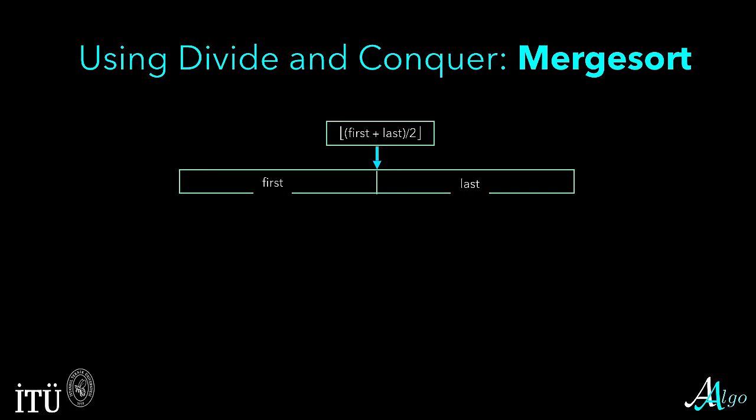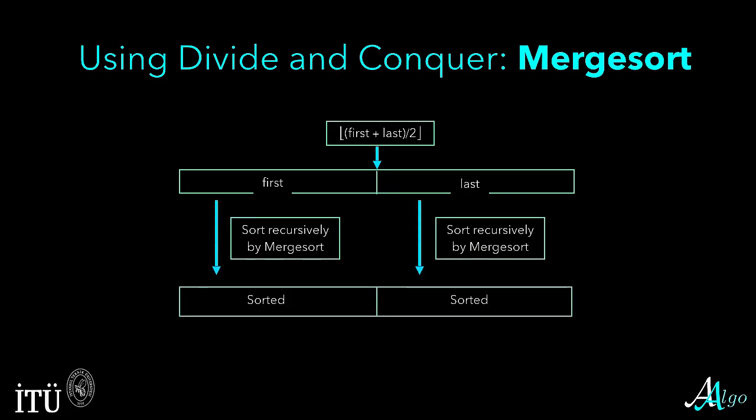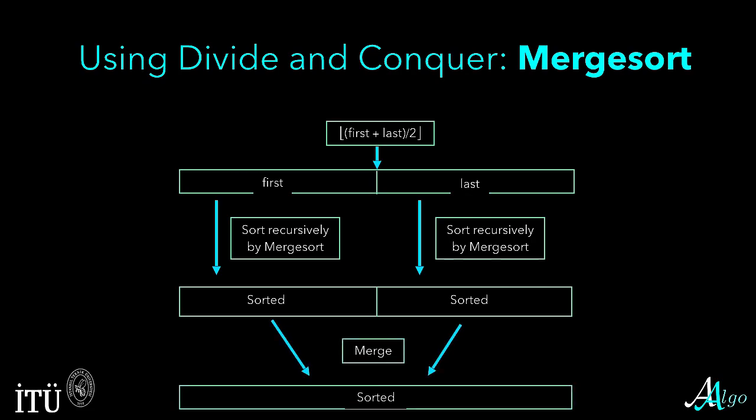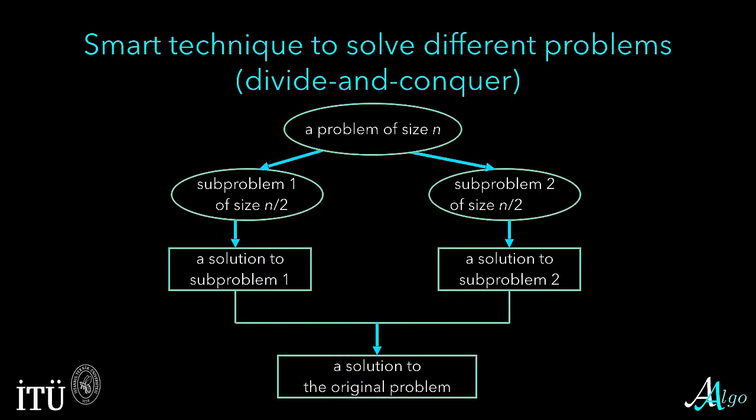What it means is, first we have an array. It has a first element and a last element. We divide it by 2, and then sort recursively each part. We sort the left part recursively, and we sort the second part recursively. This is the main principle. After getting two sorted parts, we just do the merging. So here, what is divide and conquer? This is the basic principle.